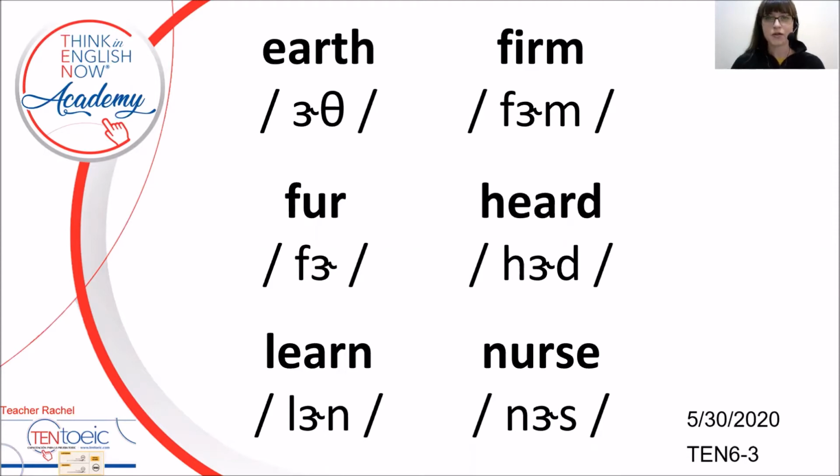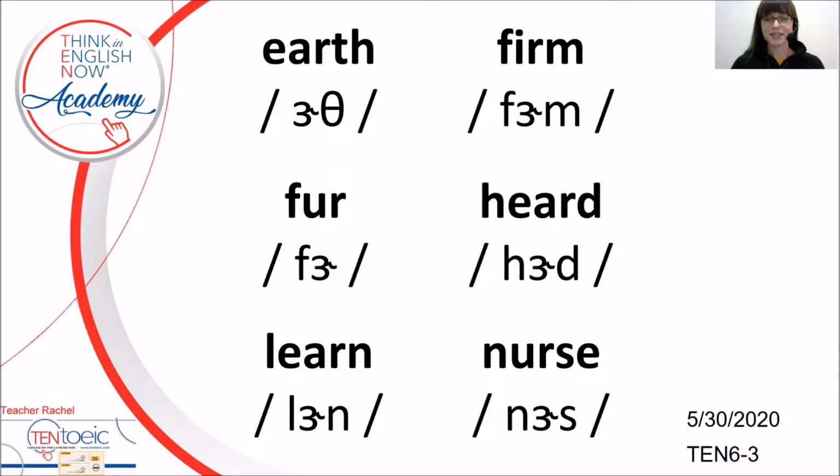Our next one, firm. This means something that is hard. So it's the opposite of soft. For example, our bed where we sleep. Maybe we like a soft bed or we like a firm bed.